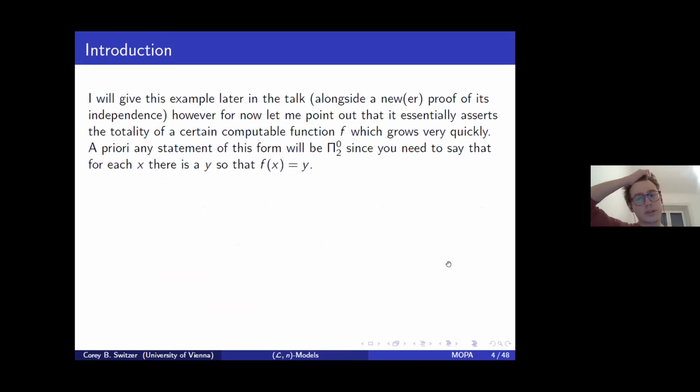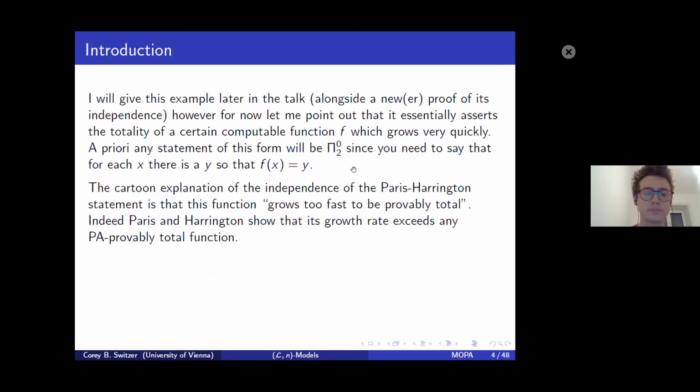All I want to say about the Paris-Harrington example for now, if you don't know what it says, is that at its core, it's saying that there's a certain computable function f which is total. A priori, this is going to be a Π^0_2 sentence, because what you're trying to say is that for every x, there is a y such that f(x) = y. And because f is computable, this last part is Δ_1.